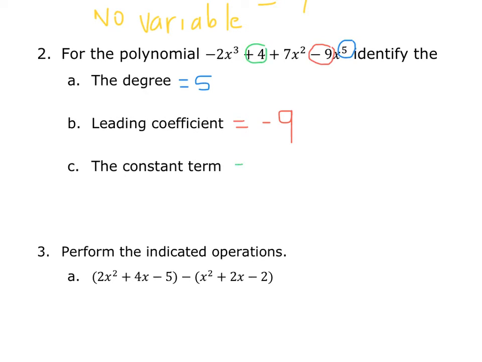So that's the 4. And maybe just to practice here, if we want to write this in descending degree order, we would write negative 9x to the fifth minus 2x to the third plus 7x squared plus 4. So if we look at the degrees, we see that we go 5, 3, 2, and the degree on that term of just the 4 is actually 0.